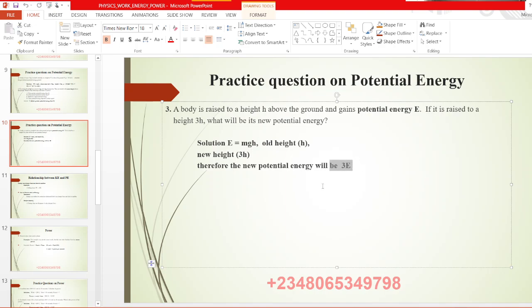These are some key facts that you have to take note of. Kinetic energy is directly proportional to the velocity. As the velocity continues to increase, the kinetic energy increases. And in terms of height, as the height increases, potential energy also increases. But for a body to have more potential energy, it must have more mass. That's why the potential energy is directly proportional to the mass.